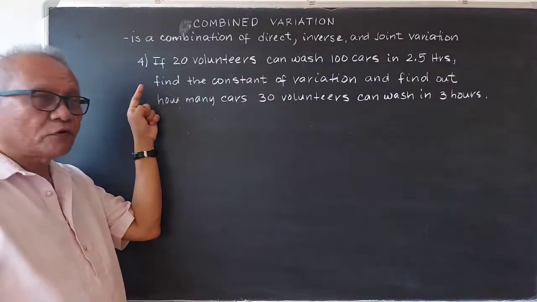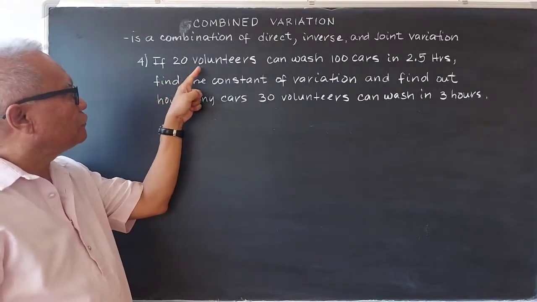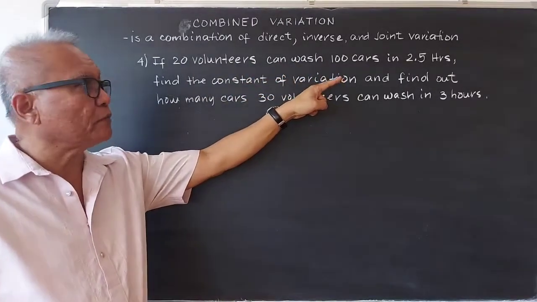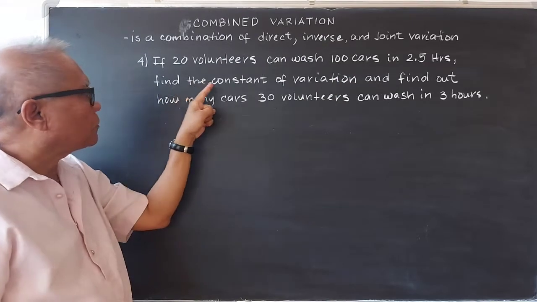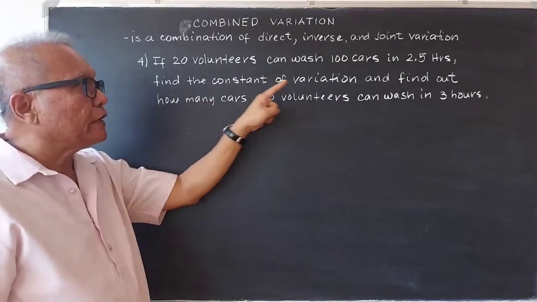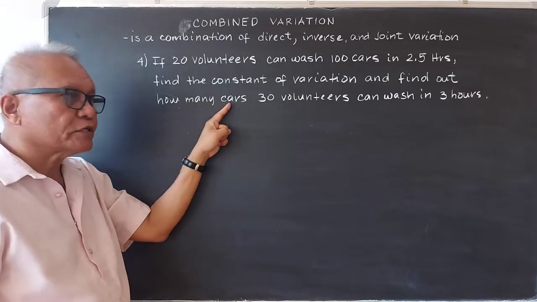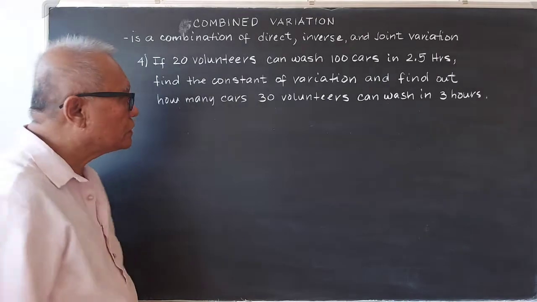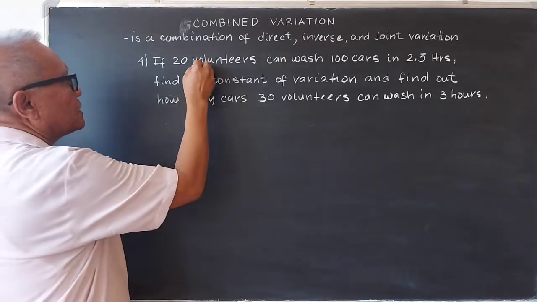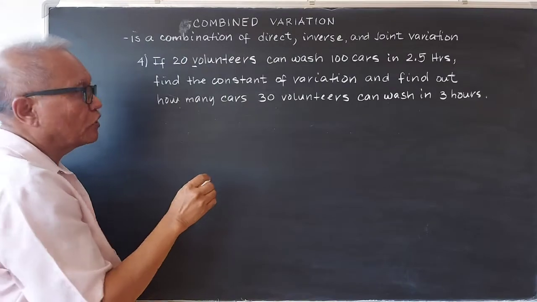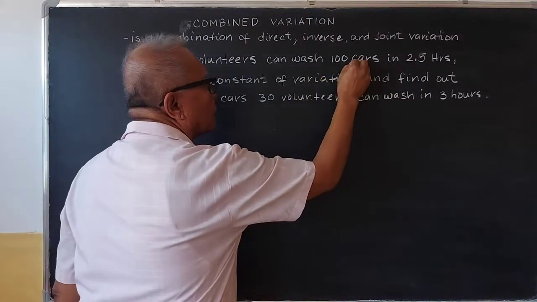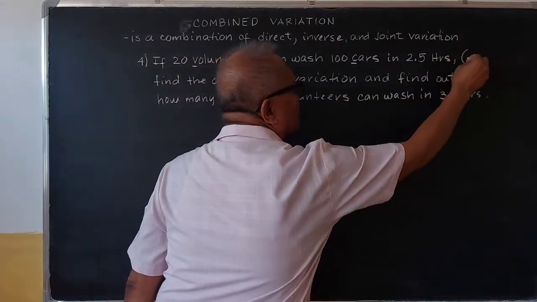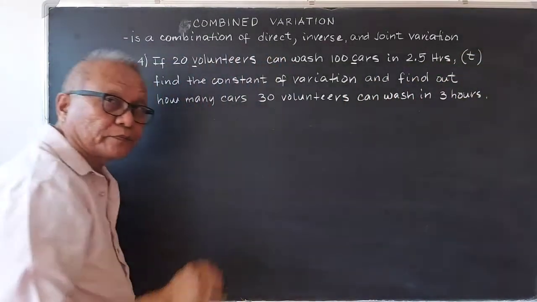Okay, let's have number 4 class. If 20 volunteers can wash 100 cars in 2.5 hours, find the constant of variation and find out how many cars 50 volunteers can wash in 3 hours. So here class, let's have V for volunteers, C for cars, and for hours, let's have T for time.